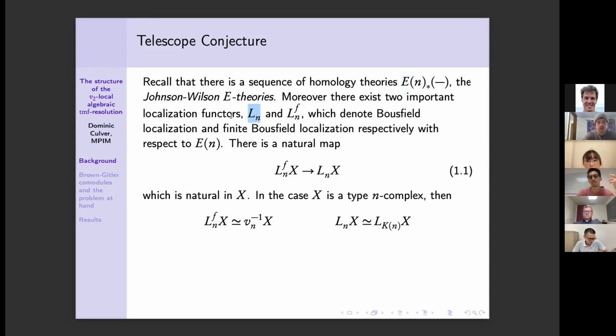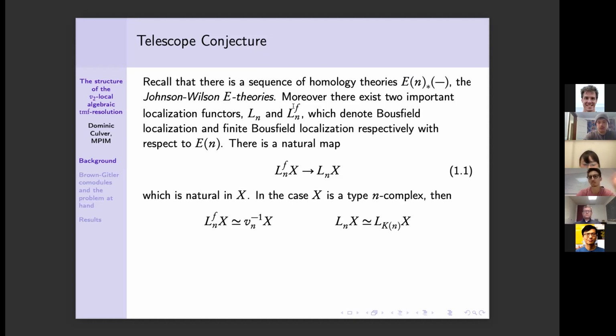Okay, but there are in fact two versions of Bousfield localization with respect to these Johnson-Wilson E theories. There's the usual Bousfield localization, which is obtained by declaring all of the En acyclics to be contractible. So if En sees a complex or a spectrum as being trivial, then I declare that thing to be contractible. But then there's also a variant called the finite Bousfield localization. That's constructed in a slightly different way. Instead of killing all of the En acyclics, I only kill the ones which are finite complexes.